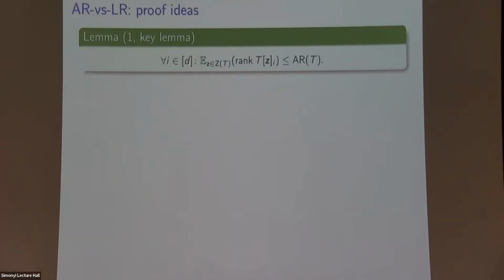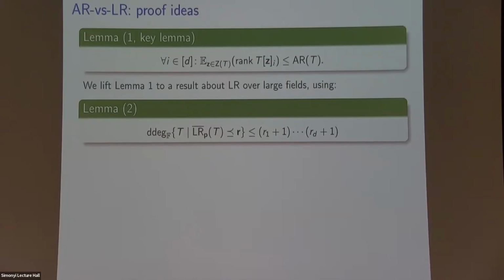So this is the key connection between analytic rank and partial ranks, and our goal is to lift this into a statement about this local rank, which is a vector of partial ranks. That requires some work. In particular, we use a bit of algebraic geometry here, in the sense that we need to look at all the tensors whose local rank, or the closure, is at most some vector R, for any given R. Turns out that this is a variety.